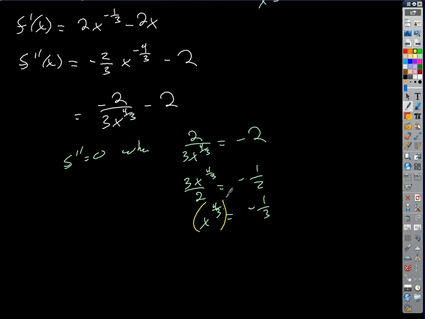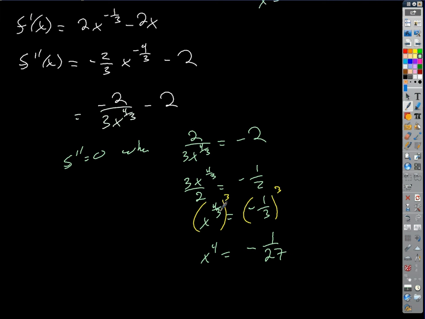If I were to cube both sides, that's going to give me x to the 4th equals negative 1/27. Do you see a problem? You're negative. Yeah. You can't take an even root of a negative number and get a real result, right? We could get imaginary results, complex numbers with imaginary parts, but we're looking for a real answer, aren't we? So we could have seen that right here.